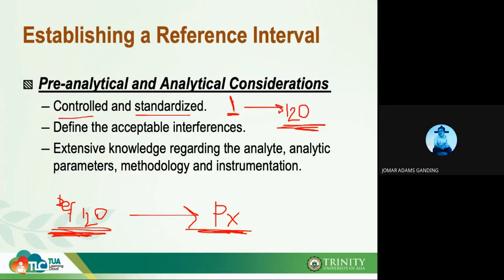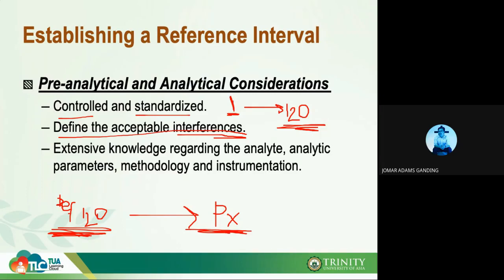So you also need to define acceptable interferences. What do we mean by that? Remember that when we are following a 95% confidence interval, how many percent of errors are we allowing? Approximately 5% error. And we need to define what are those errors that we are going to accept because they are somehow inevitable in your testing.